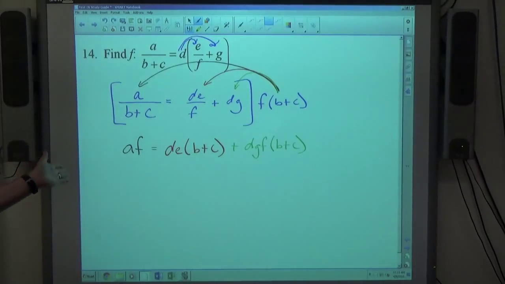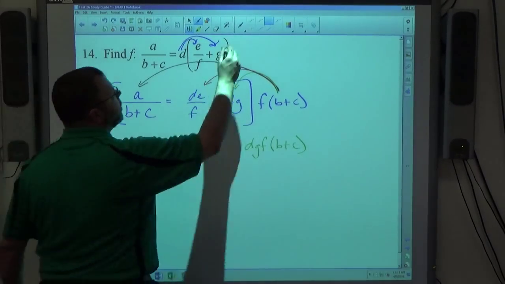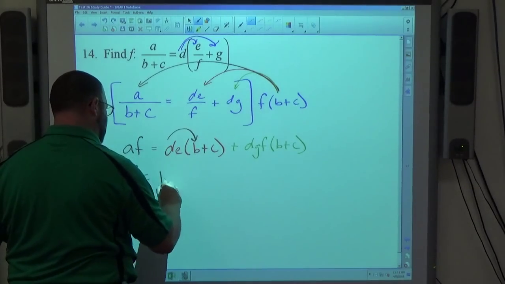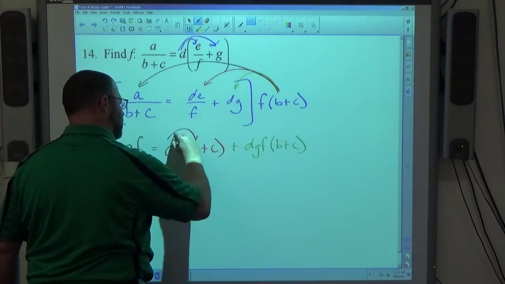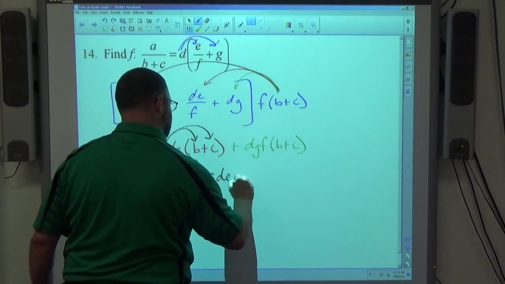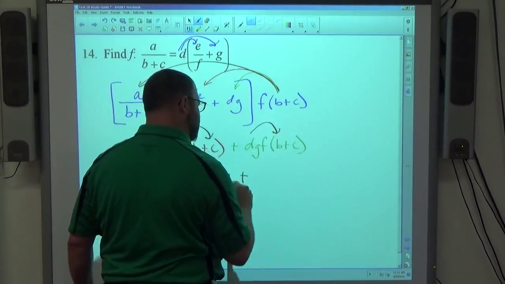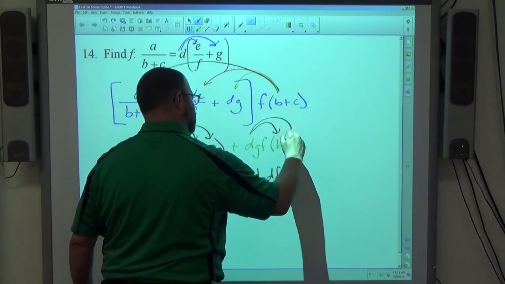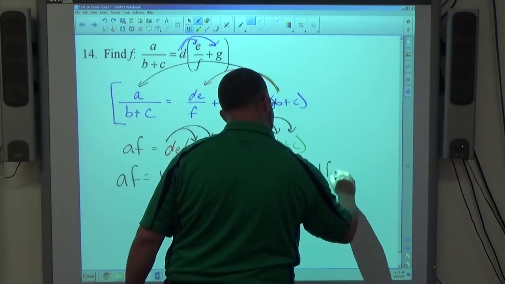Once I get to that point, one more distributive property is going to get rid of the parentheses. I'm going to get AF equals BDE plus CDE plus BDFG plus CDFG.